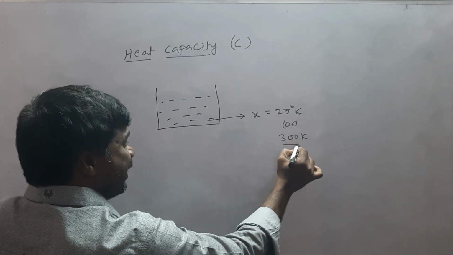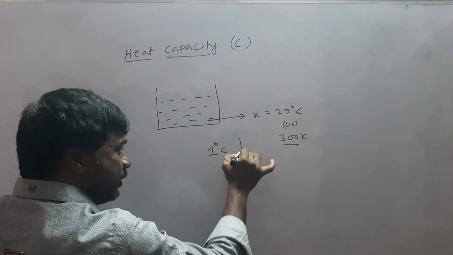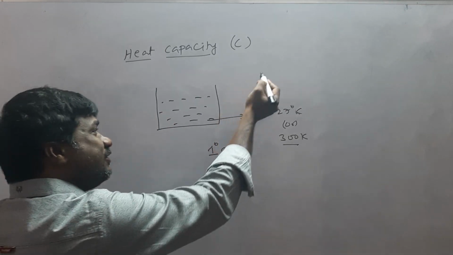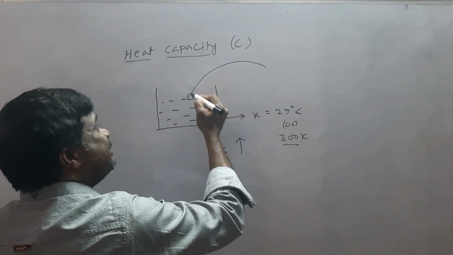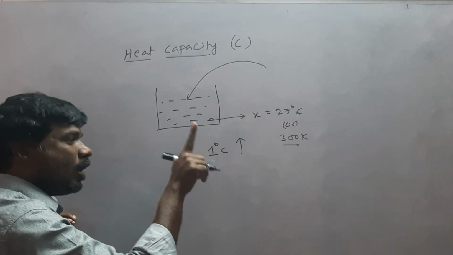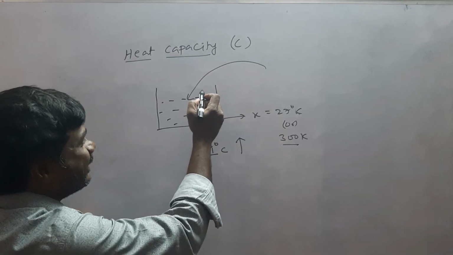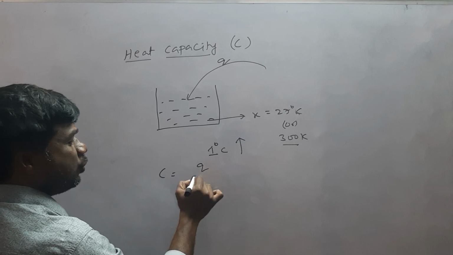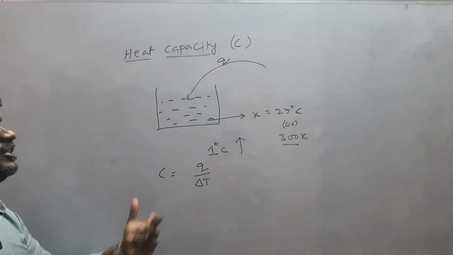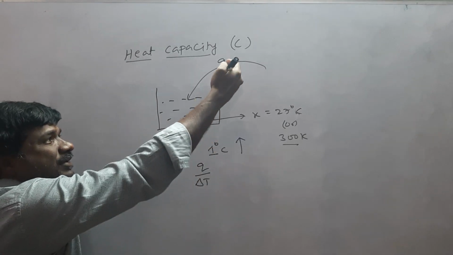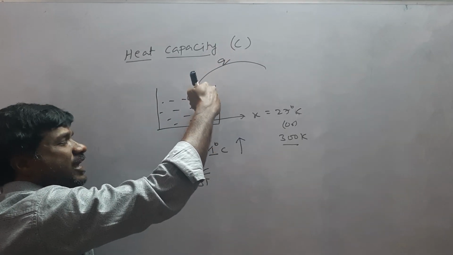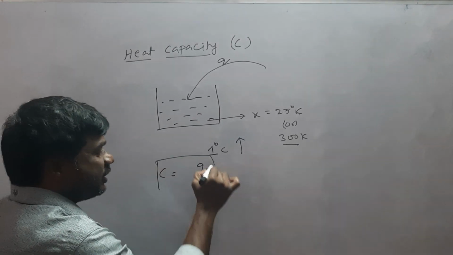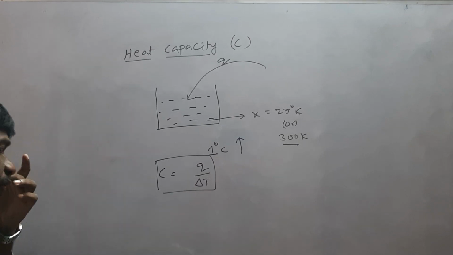Here we have to increase the temperature by 1 degree. Whatever energy is required to increase the temperature by 1 degree is called heat capacity. Here this is Q, the required energy, so heat capacity equals Q by delta T. Delta T means change in the temperature. So the energy required for the substance to increase 1 degree temperature, or 1 degree Kelvin, is heat capacity. Generally we divide heat capacity into two parts.